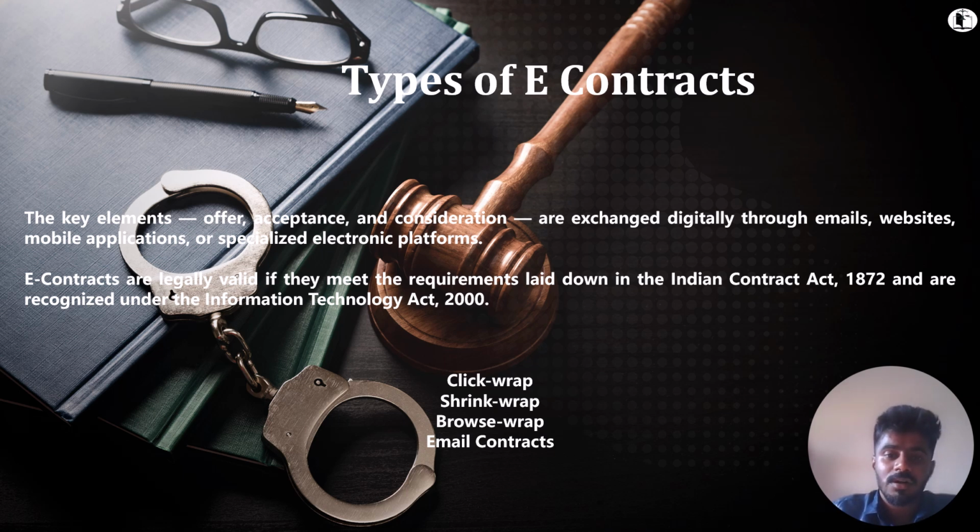Here, the contract terms are included inside the product packaging. By opening the package, the user is considered to have accepted the terms. For example, buying software in a CD or DVD package, where opening the seal implies acceptance of the license terms inside. And third one is browse wrap agreements. Here, terms and conditions are provided via a link on the website, but the user is not required to actively accept them. For example, terms of service or privacy policies linked at the bottom of applications like Amazon, Facebook, and even Netflix.